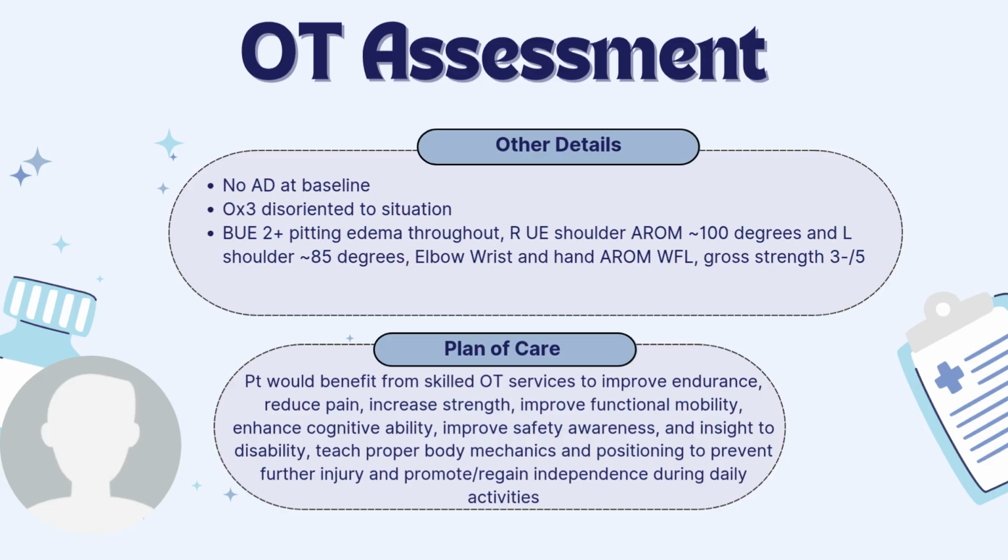She had bilateral upper extremity pitting edema throughout, and her right shoulder active range of motion was approximately 100 degrees, and her left shoulder active range of motion was approximately 85 degrees. Her wrist, elbow, and hand active range of motion was within functional limits. Her gross strength was 3 minus out of 5.